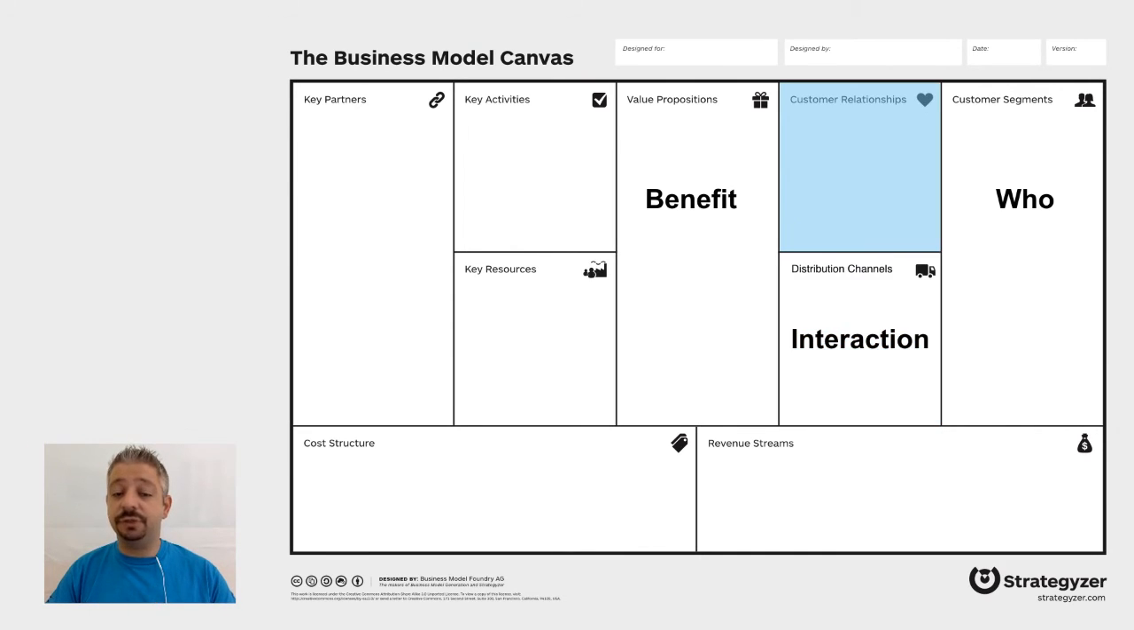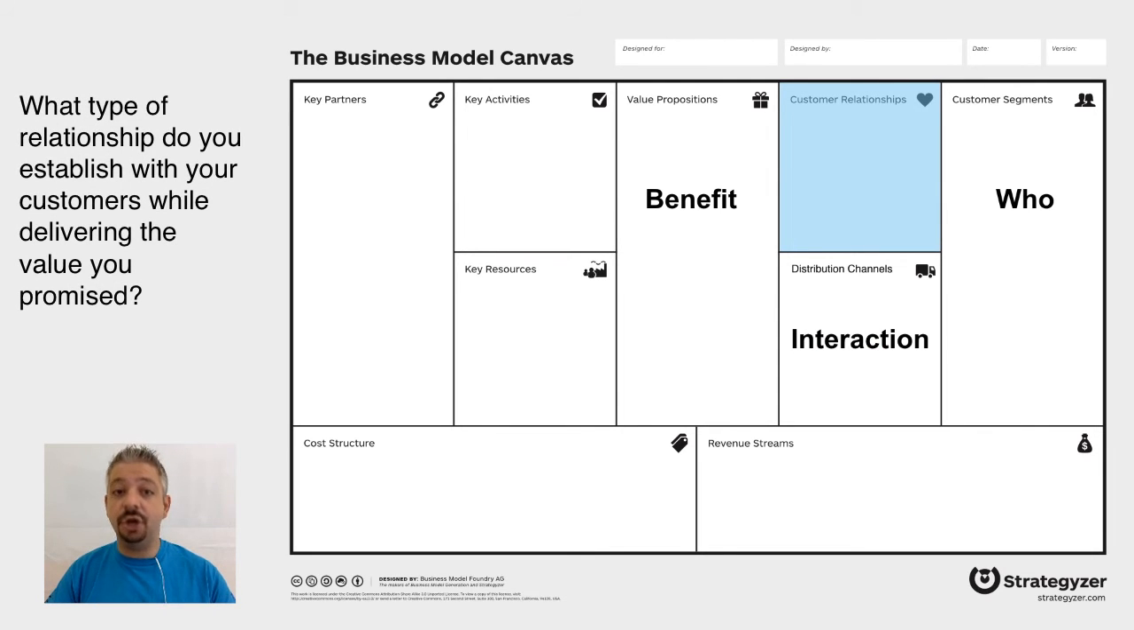The above box is called customer relationships. What type of relationship do you establish with your customers while delivering the value you promised? Do you have a loyalty card? Is it an automated relationship like the one you have with Google?